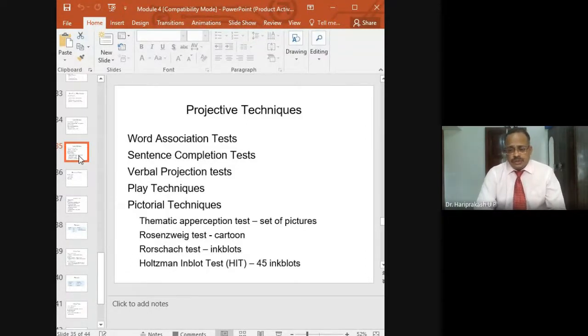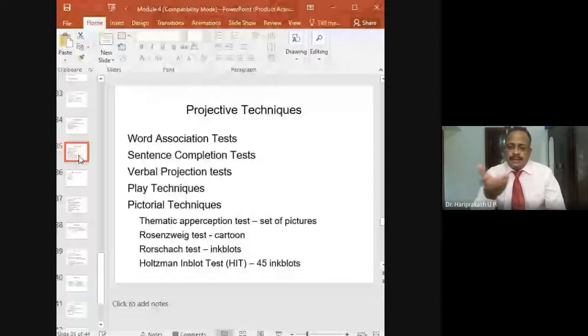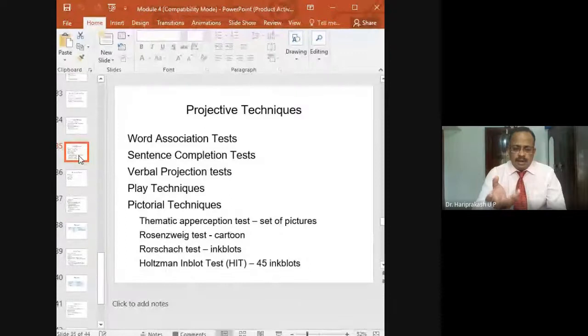Play techniques. A role will be given to an individual. You act like a child. You act like a parent. Role play. You might have seen role plays somewhere, right? Act like a girl. If a boy is there, he will be told to act like a girl. If it's a girl or a lady, they will be asked to play like a boy. It depends on what they will ask. It depends on what you are trying to analyze.